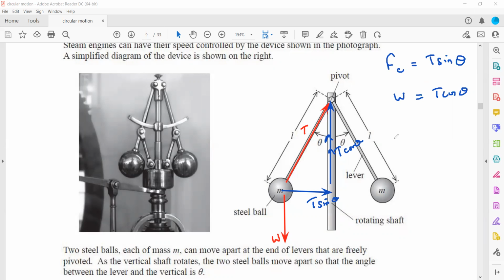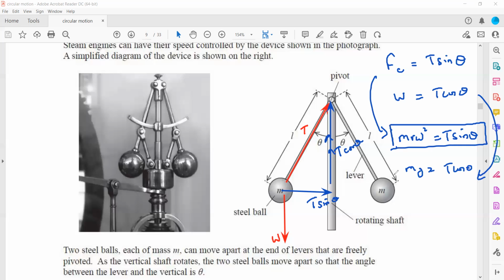And what about the centripetal force, FC? If I use the first equation, the centripetal force is given by m r omega square, which is equal to T sine theta. And the second one, weight, is equal to T cos theta. Weight is equal to mg, so mg is equal to T cos theta. Now, if I say this is my first equation and this is the second equation, I divide these two equations.